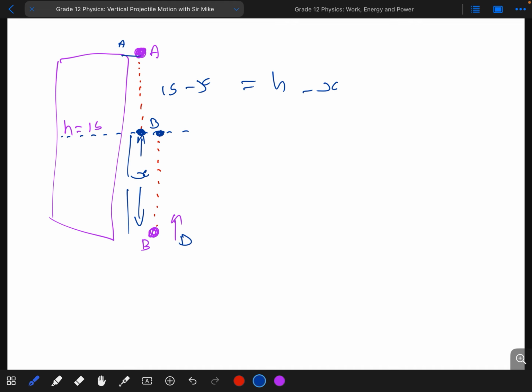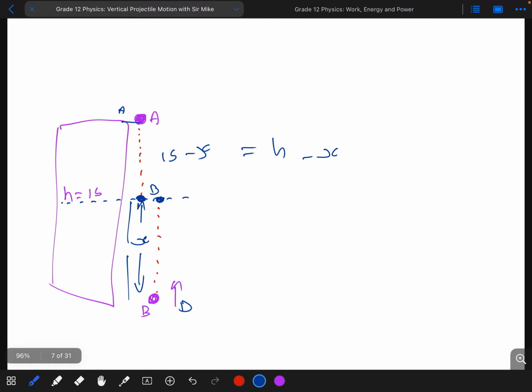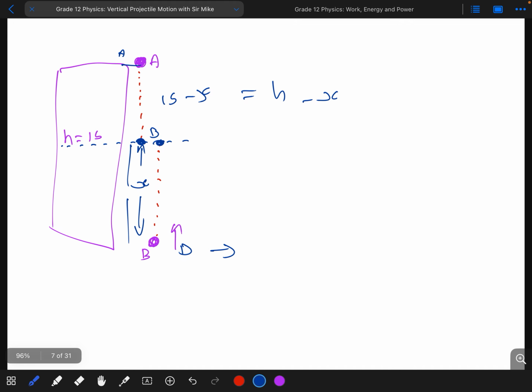But what you must also keep in mind is that whatever time ball A has been in motion, ball B, or object B, would be in motion for that time minus the late time. Now remember that you projected this object down here 2 seconds later.